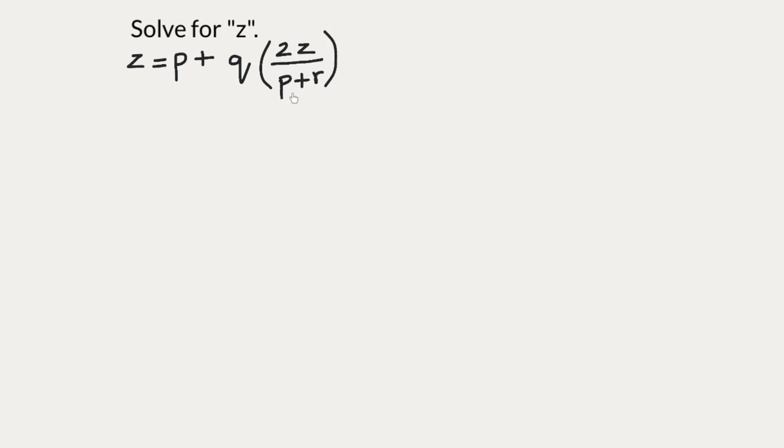We can simplify this equation by multiplying both sides by p plus r. Why are we doing this? Because p plus r is present in the denominator here in the second term. So z times p plus r on the left hand side and multiplying by p plus r on the right hand side with the two terms p plus 2qz over p plus r.